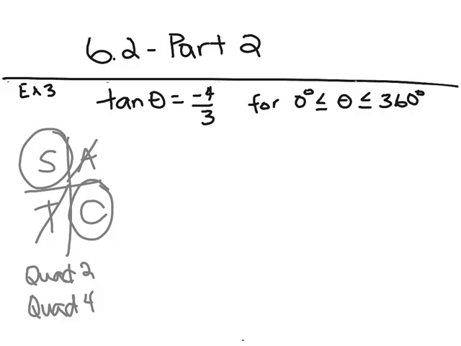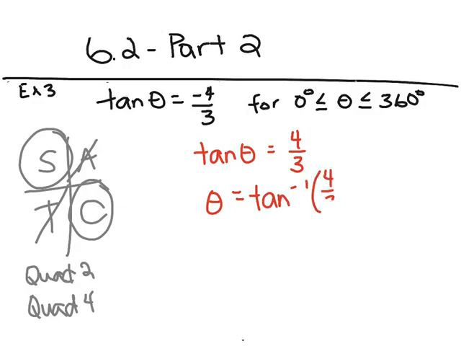So all we have to do now is find the measure of our angle. So find how many degrees our angle is. So we type it into our calculator. Tan theta equals 4 over 3. We don't have to worry about that negative anymore because we already know which two quadrants it's going to be in. So we're looking for our reference angle. So tan to the negative 1 of 4 over 3. So theta should equal 53 degrees.